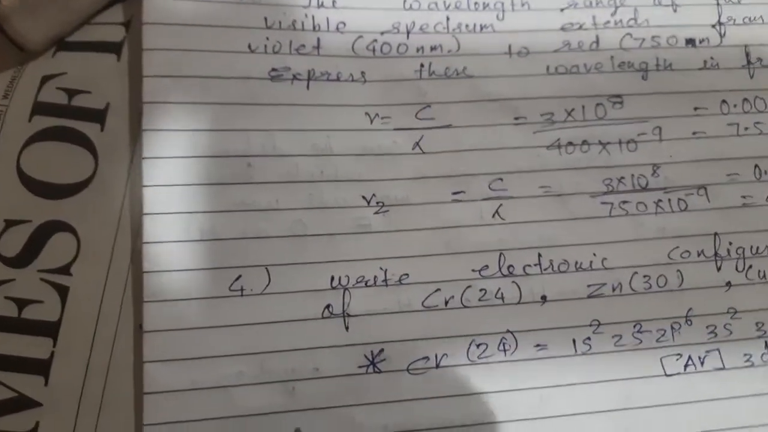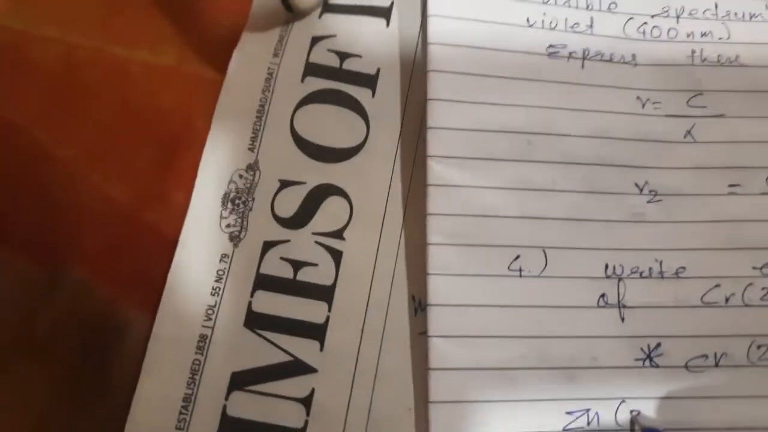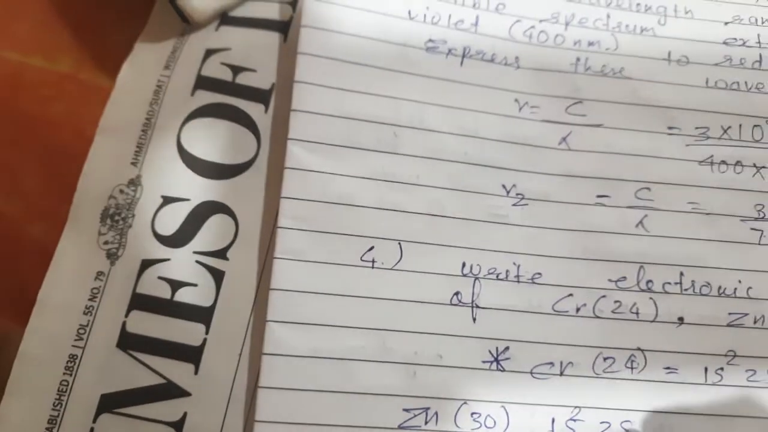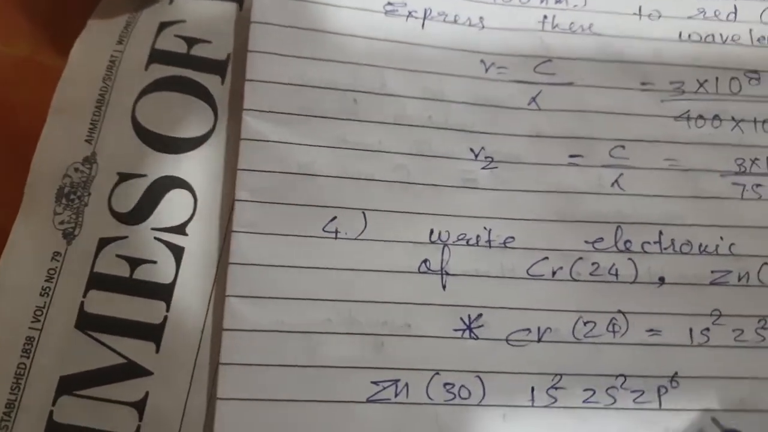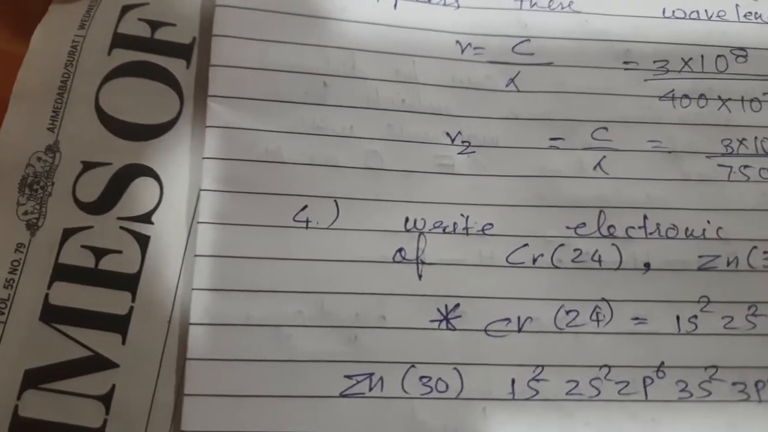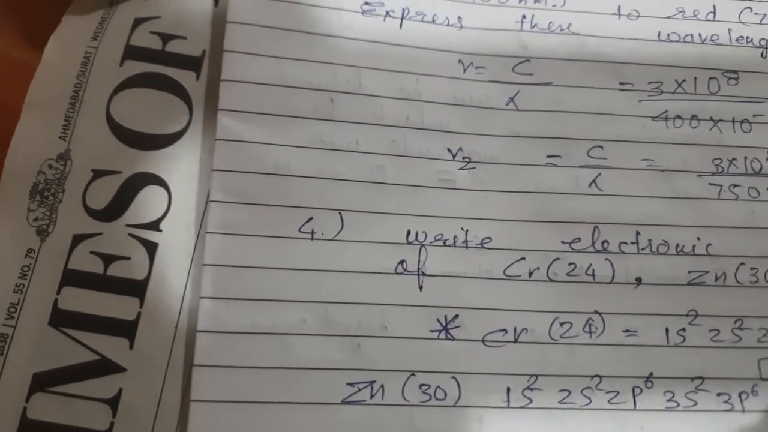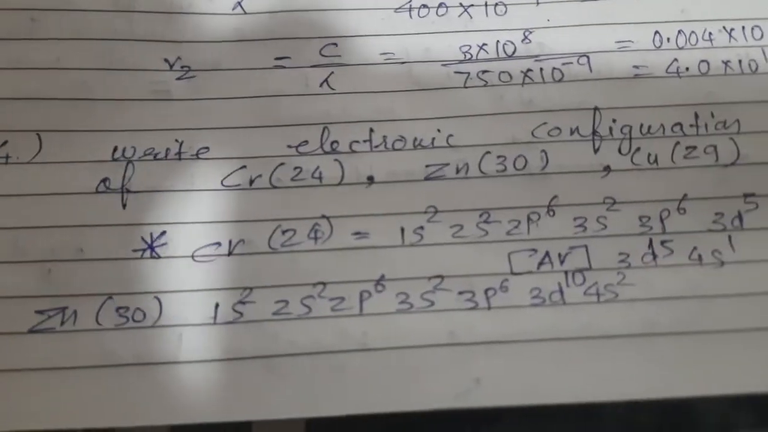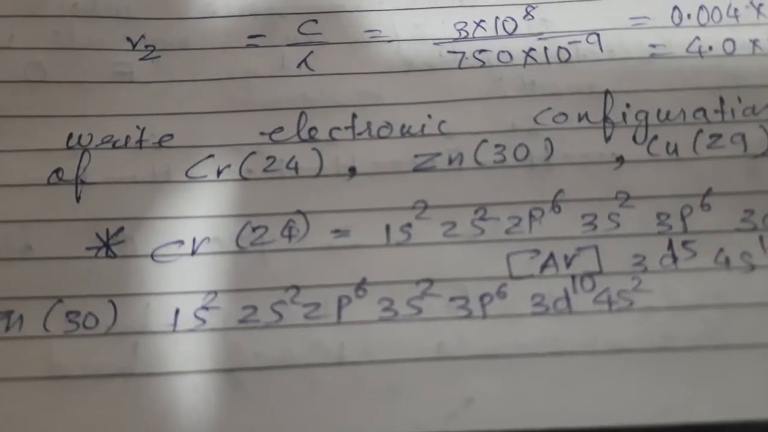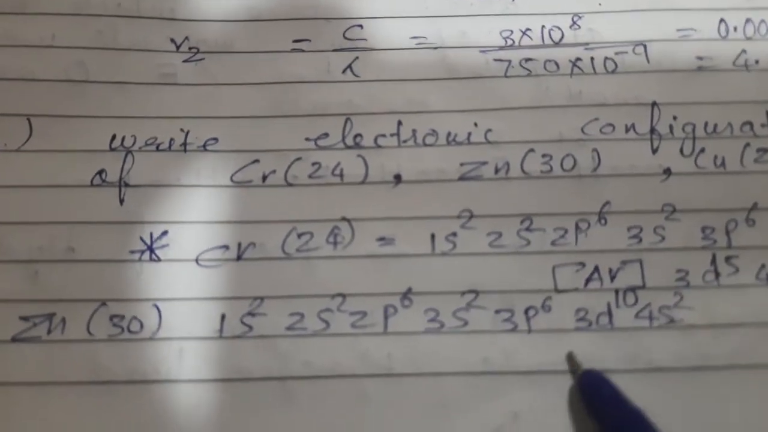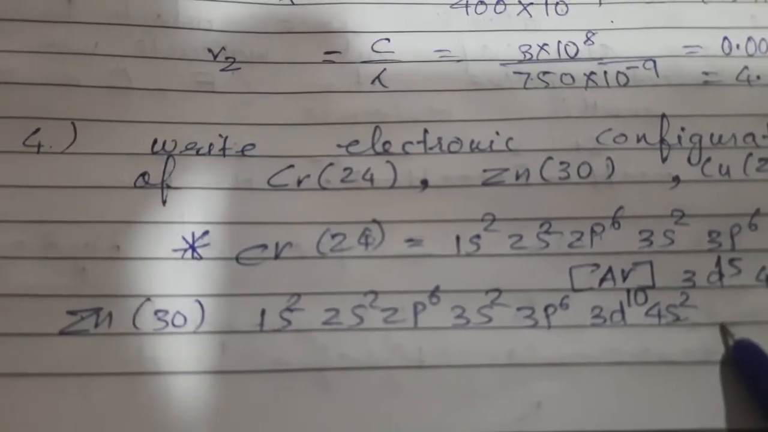Zinc 30. So zinc 30, I will write here 1s2, 2s2, 2p6, 3s2, 3p6, 4s2 and 3d10. Why? Because we see that 18 plus 2, 20, 4s2 is 20 and this is 30. So this is the electronic configuration of zinc.